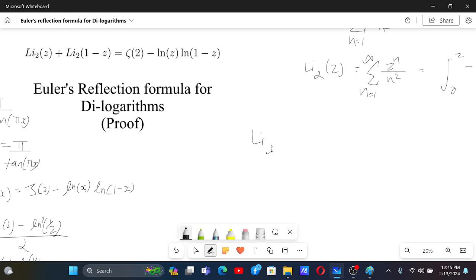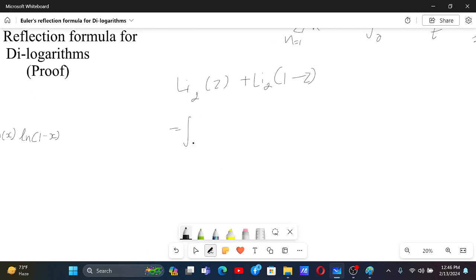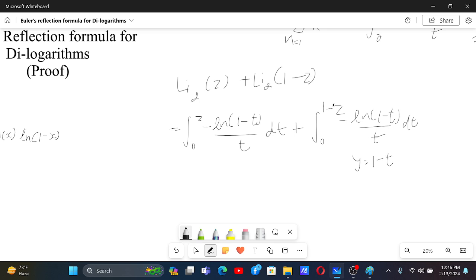Okay, let's proceed. We basically have to find this sum, Li2(z) plus Li2(1 − z). If we use the integral representation for dilogarithms, we will get this as the integral from 0 to z of −ln(1 − t) by t dt, and over here we will get the integral from 0 to 1 − z of −ln(1 − t) by t dt. Now you might want to simplify the limits of the integral. For that, you can replace 1 − t by y. That will also take this to z.